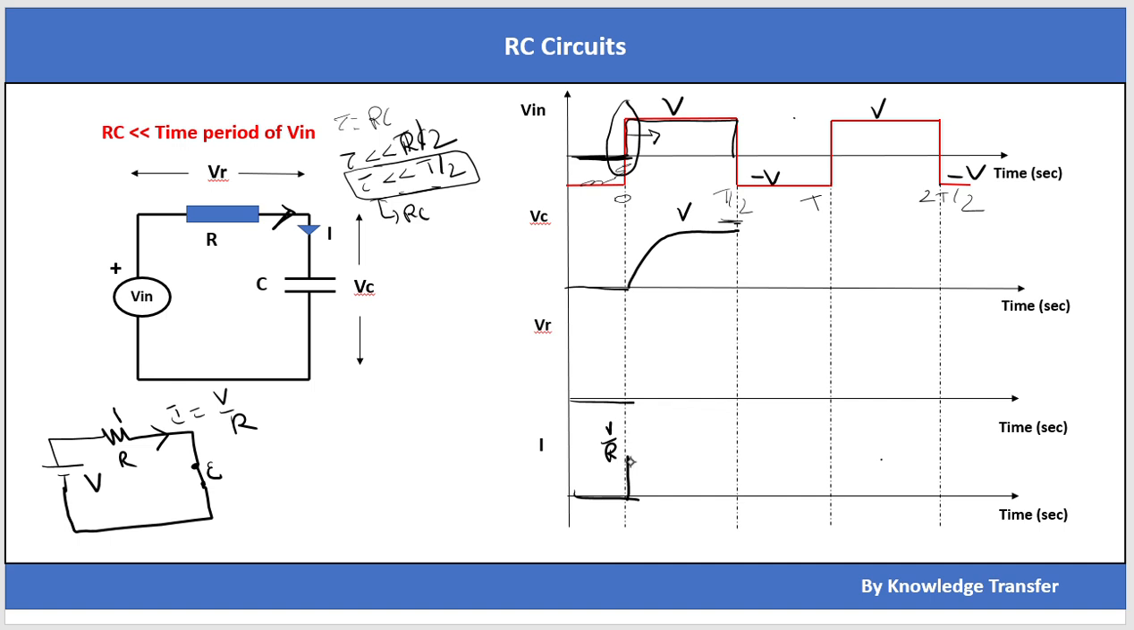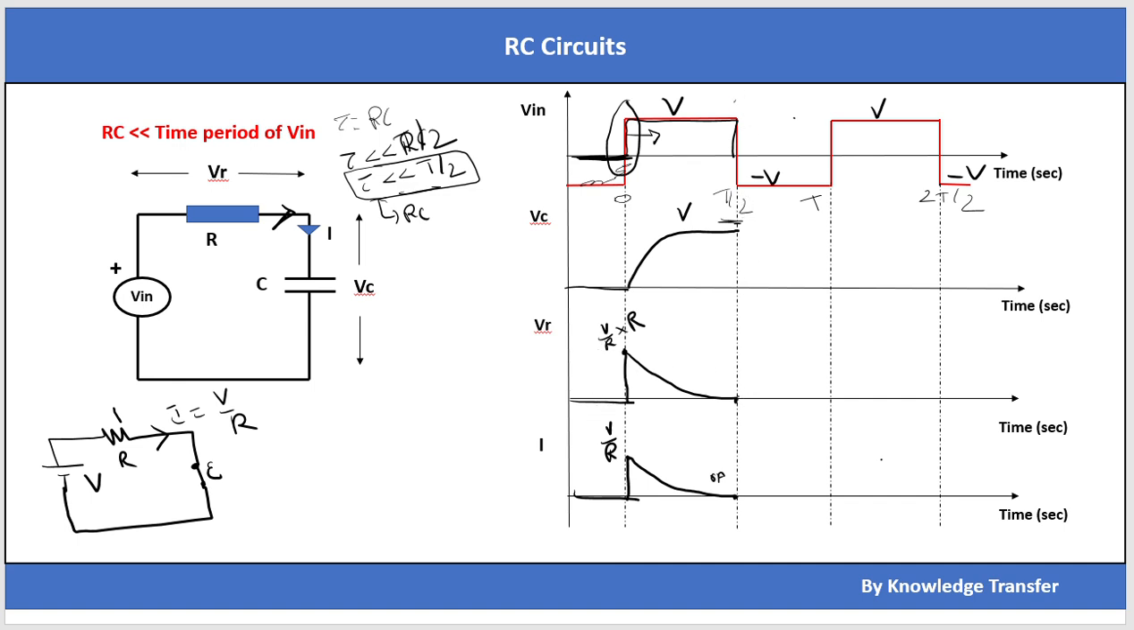In the same way, the current flowing through the circuit will exponentially decrease and will reach 0 ampere. Okay, in the same way, the voltage across the resistor will follow the current profile, and it will become 0 volt. So here the voltage across the resistor will be VR, which is I into R only. Okay, it will reach 0.